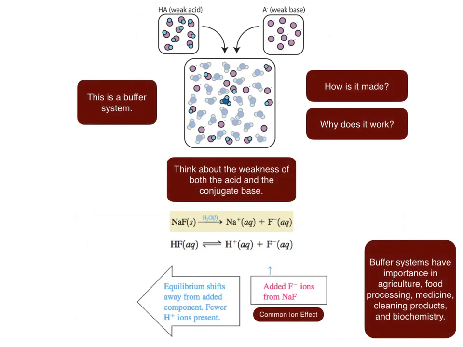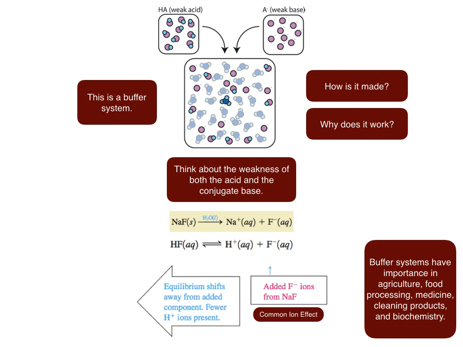Nevertheless, neither strong acids nor strong bases ever play a role within an actual buffer system. A buffer system is by definition a system which has both a weak acid and its weak conjugate base, or a weak base and its weak conjugate acid within the same system.